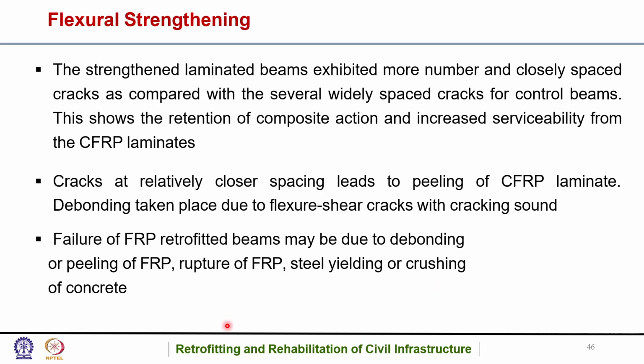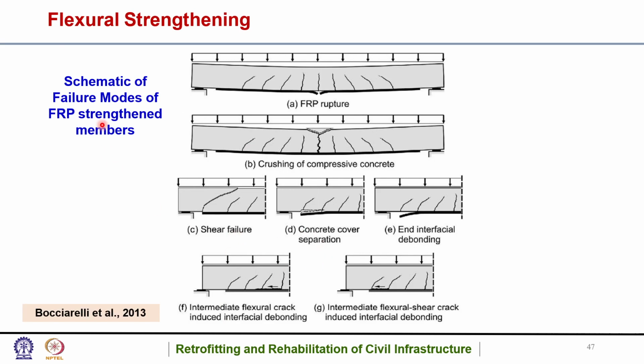So this again is taken from a literature, from an investigation performed by Bocchiarelli in 2013. So it shows the schematic of failure modes of FRP strengthened members. So this is the FRP rupture, this is the crushing of compressive concrete, this is shear failure, this is concrete cover separation, and interfacial debonding, intermediate flexural crack induced interfacial debonding, intermediate flexural shear crack induced interfacial debonding. So these are the various failure modes.